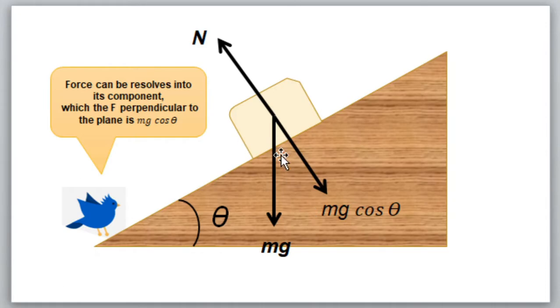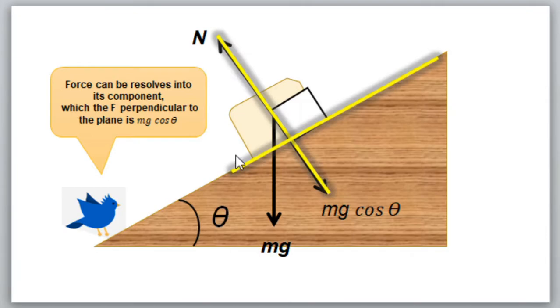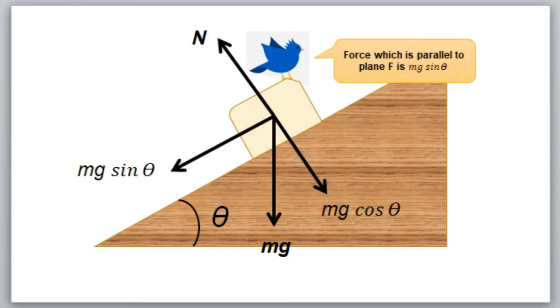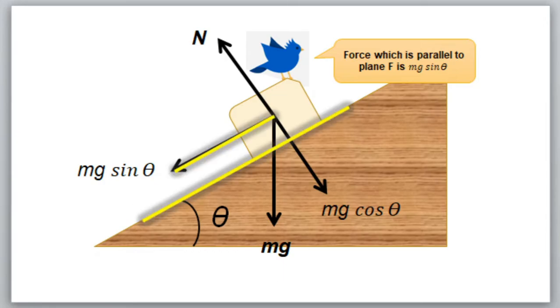object, but the weight force, or mg, can be resolved into its components. The first component is perpendicular to the plane, which is mg cos theta. And mg can also be resolved into one more component, which is parallel to the plane, and it is mg sin theta. Now, I will explain this mathematically.